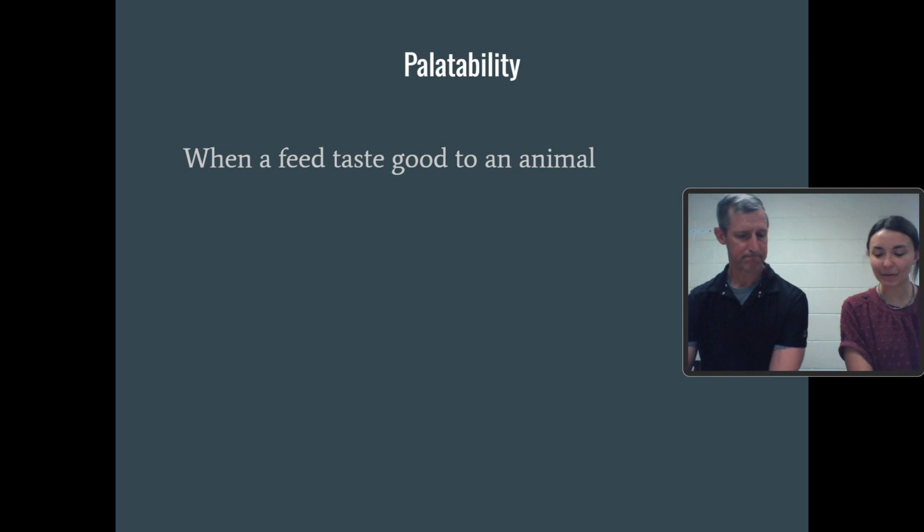Palatability, so what makes the animal's feed taste good. For example, it might be a little molasses that they put in the feed, so it tastes better. So, for example, you could think of things that you eat.